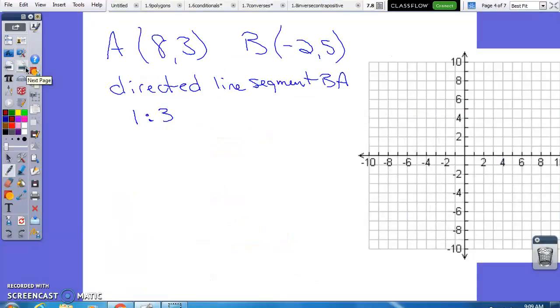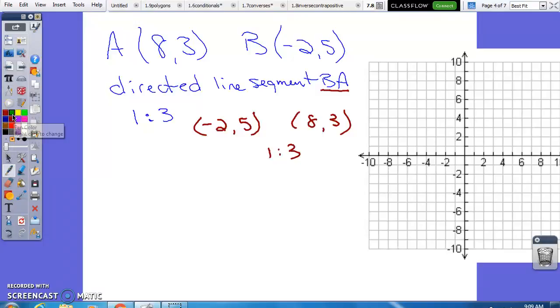Now, we will also do examples where you're directed from B to A. So in this case, our ratio goes from B to A. So B is now our first point. So what I'm going to do is just rewrite those numbers in the right order. So -2, 5 is my first point. 8, 3 is now my second point. My ratio is still 1 to 3.